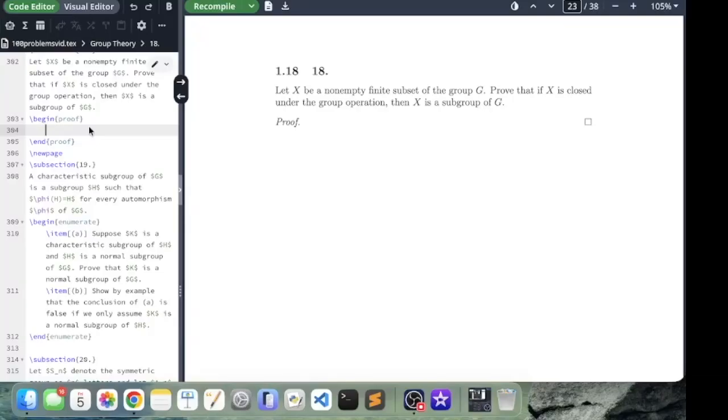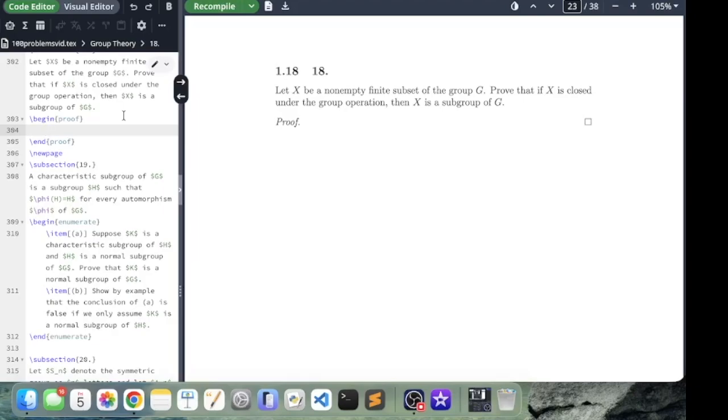All right, problem number 18 in group theory. Let X be a non-empty finite subset of the group G. Prove that if X is closed under the group operation, then X is a subgroup of G. All right, this is a pigeonhole principle type problem. We're going to show that X has an identity and X has inverses for every element. And we already have closure under the group operation, so we're good with that.